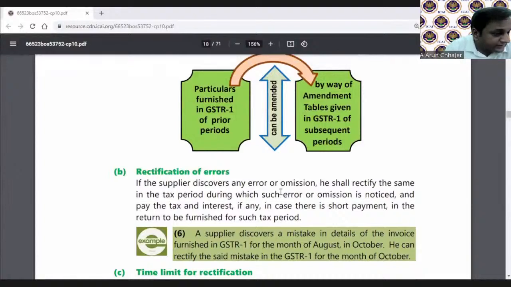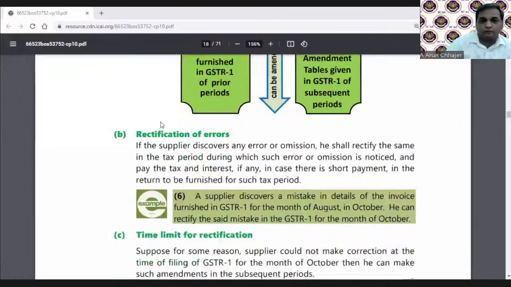Rectification in the same month: if the amendment is done, would the interest provision, section 50, be applicable? Absolutely correct. If there is any tax liability which has not been paid in time, yes, interest would be applicable. But GSTR1 is only the details of the outward supply, and we are paying the taxes through GSTR3B. So if you have not paid the taxes correctly, whatever amendment you are doing, you need to pay the interest also.